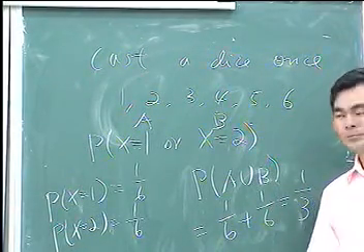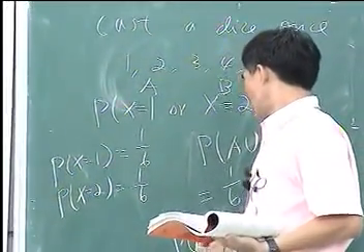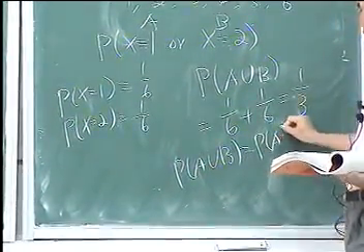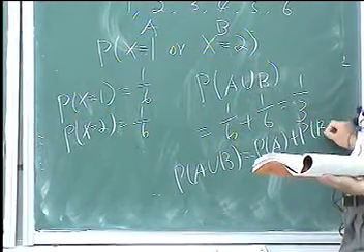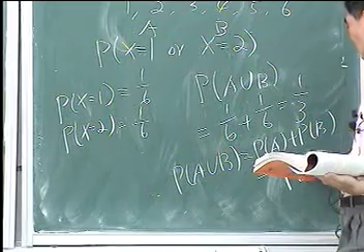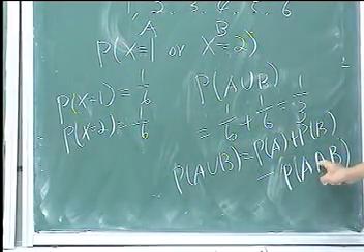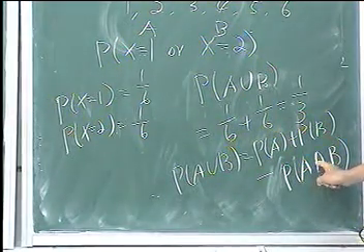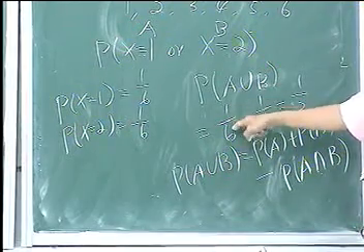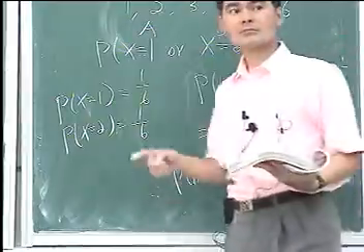But as you may know, P of A union B is, as a matter of fact, P(A) plus P(B) minus the probability of A intersect B. But A intersect B is equal to the empty set, so this will be 0. 1/6 plus 1/6 minus 0 is still 1/3. So you get it?